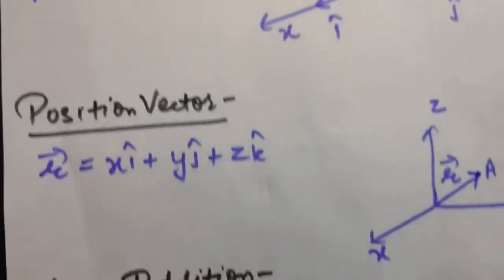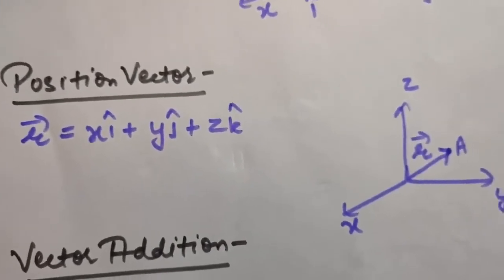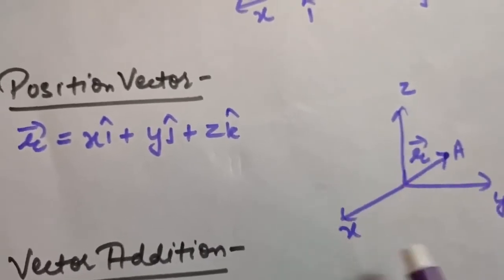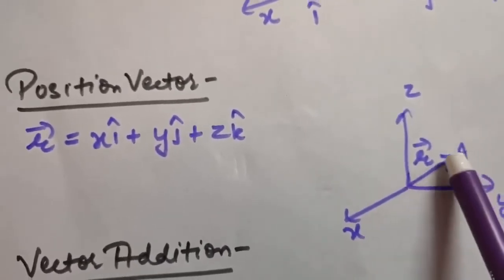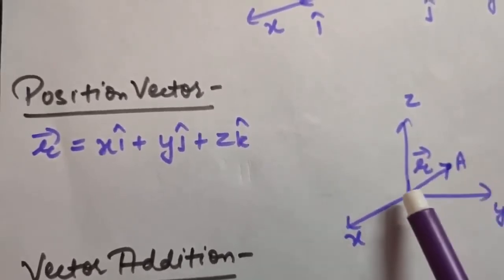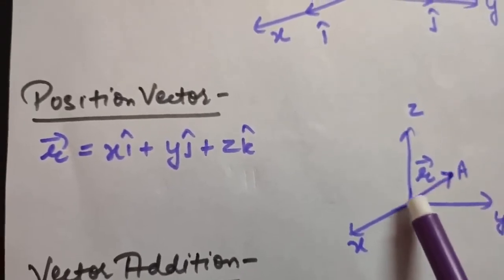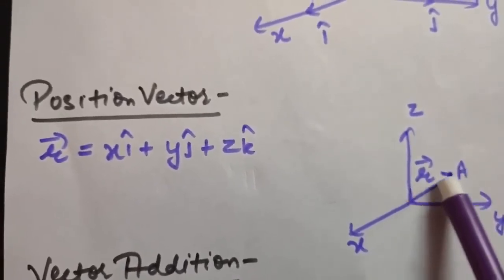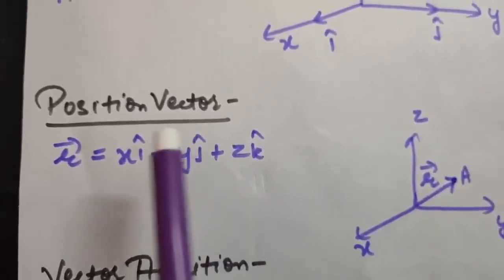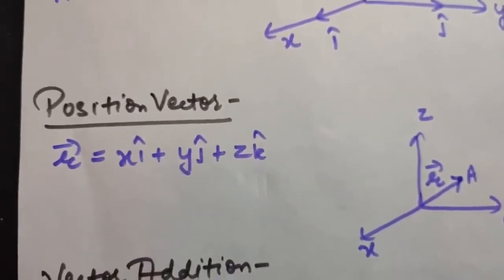Okay, so the next is position vector. Position vector basically tells you about the position of any vector. For example, let us suppose this is your xyz plane. A vector or a point A is there in this plane. So position vector is drawn from the origin to that particular point. So I have drawn a line from origin to A. This is called our position vector, and to determine it, we write it as r is equal to xi cap plus yj cap plus zk cap.